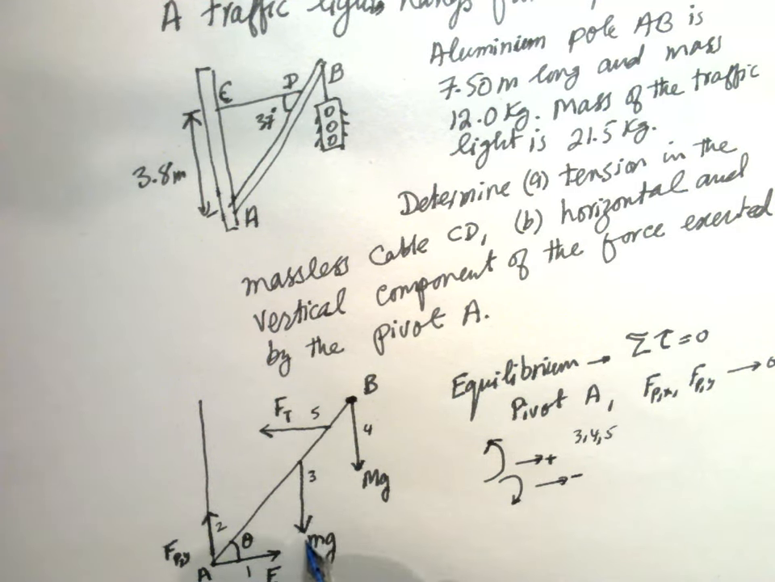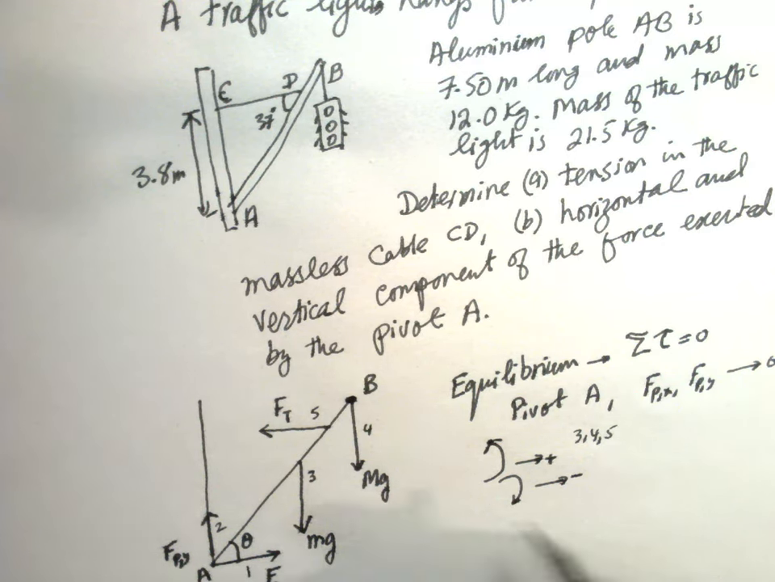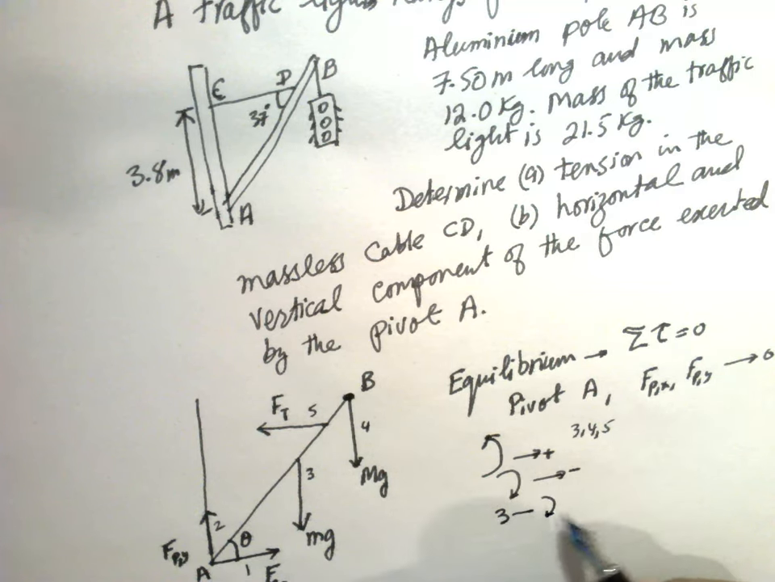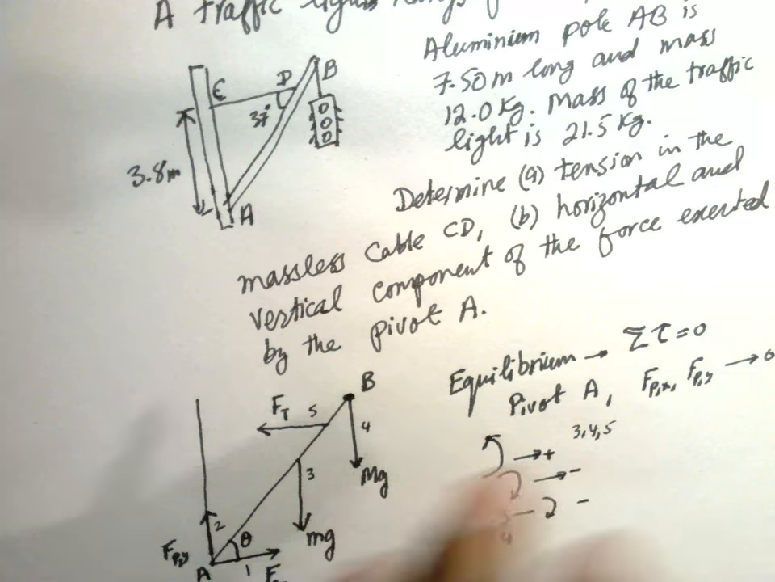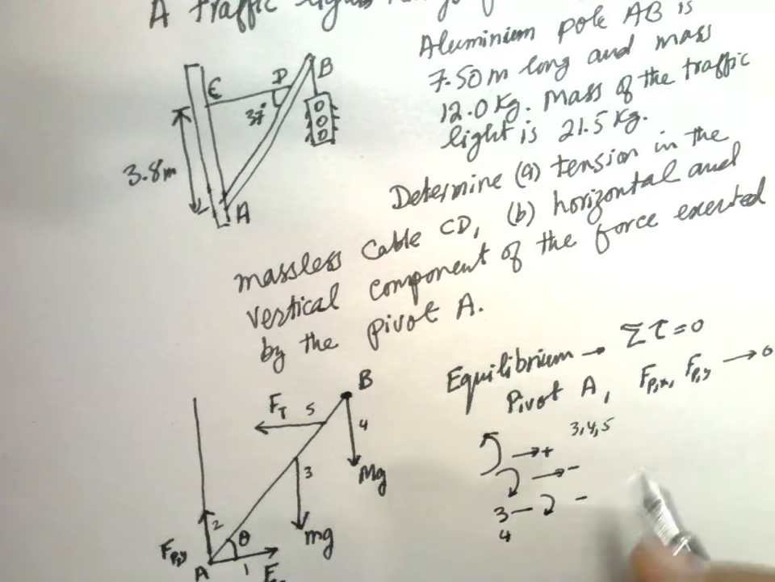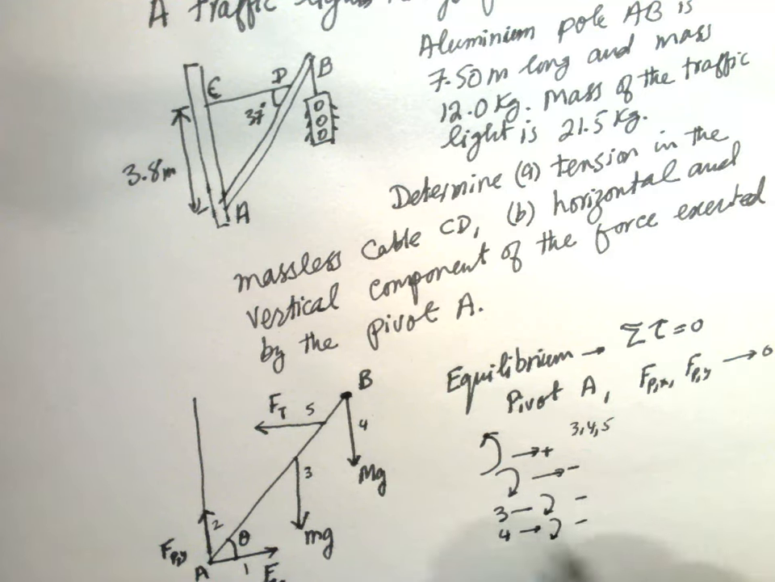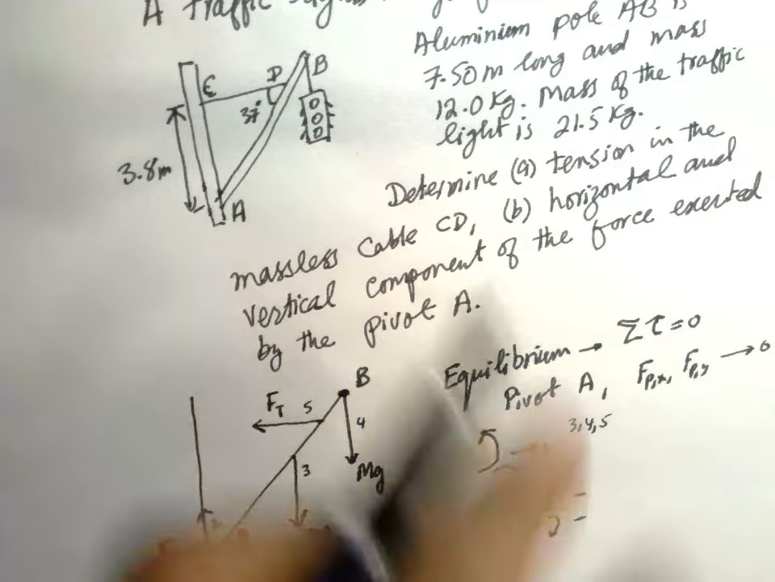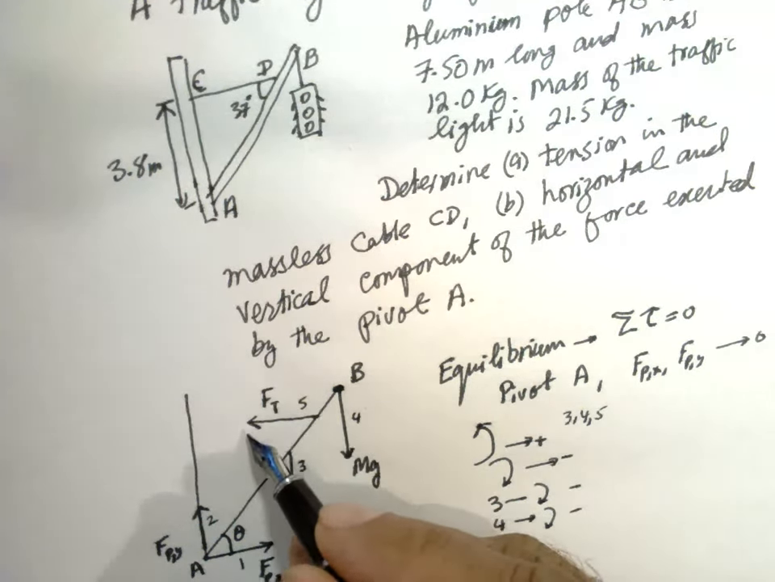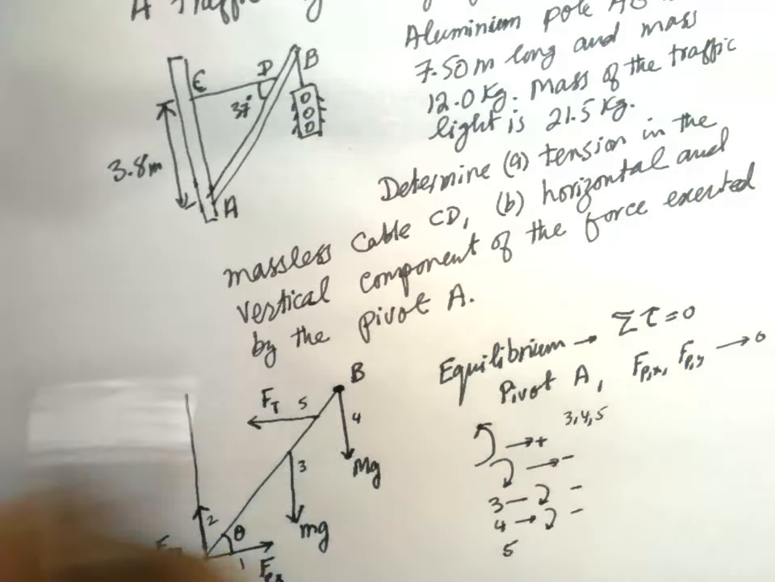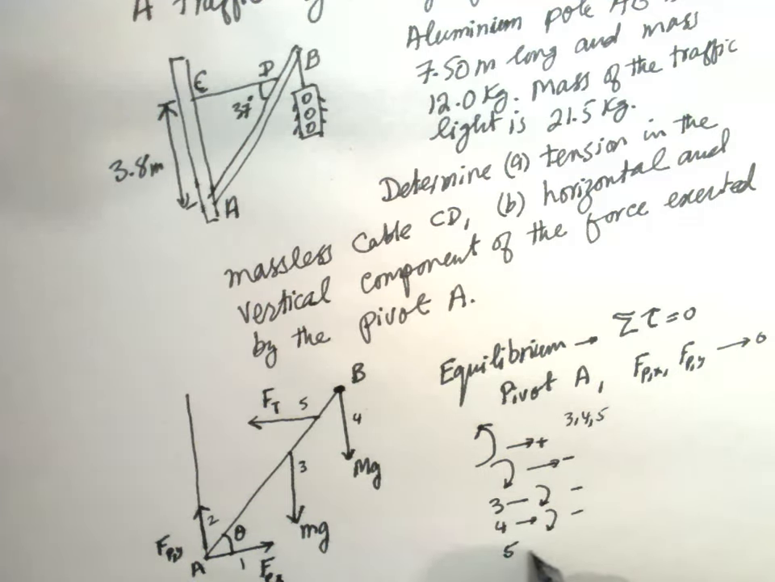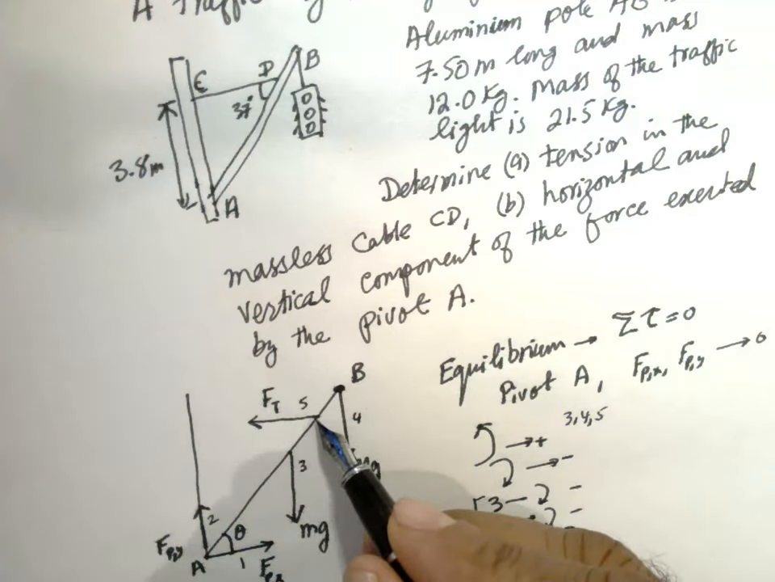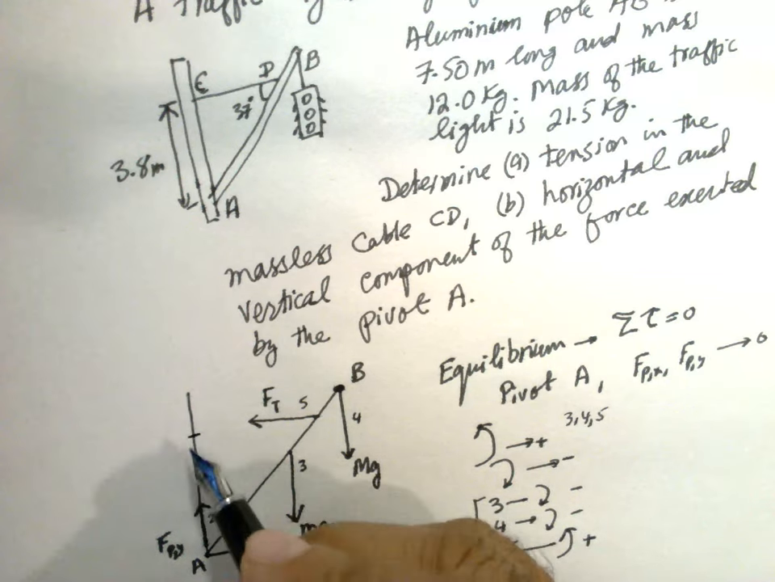So if you consider this one, this is the length and this is clockwise. So 3 is clockwise, which is negative. 4 is also, this is the force and this is this one. So this is also clockwise, this is negative. And 5 is this length and this length and this one, this is a counterclockwise. So this is positive. So we have to find this FT, and its perpendicular distance is this one. This is L.